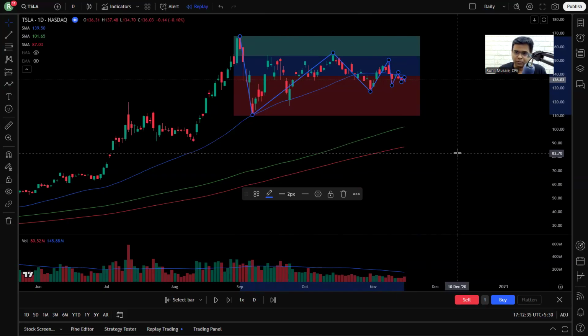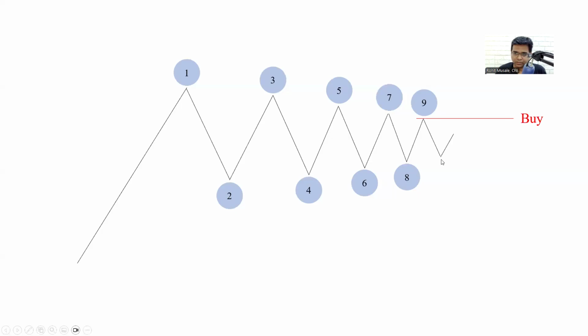Now let me tell you, 9 points or 10 points in the base is extremely rare. Even 8 points in the base is very rare. Most of the times, like 90% of the time, you will see 4 points in the base or 6 points in the base. 8 points in the base is very rare. 10 points in the base is very, very, very rare.